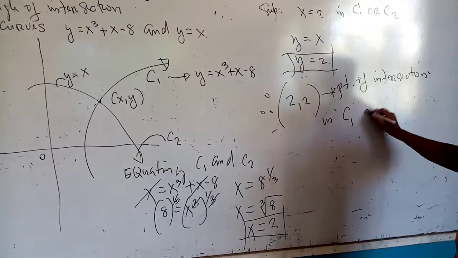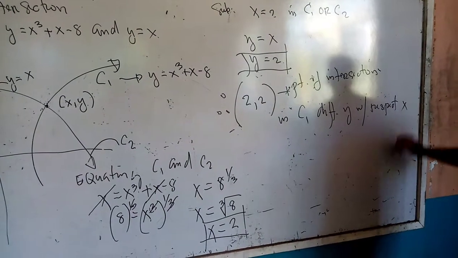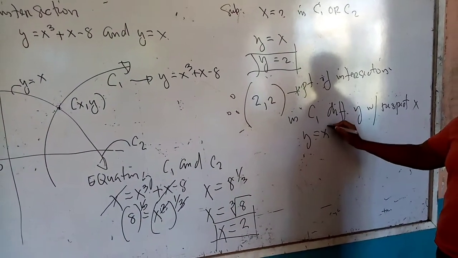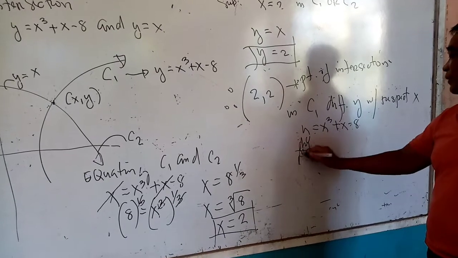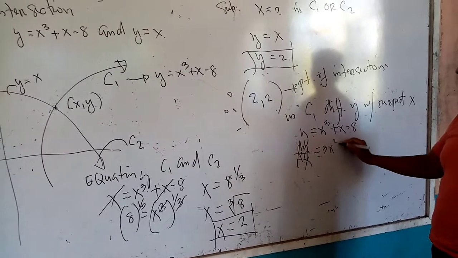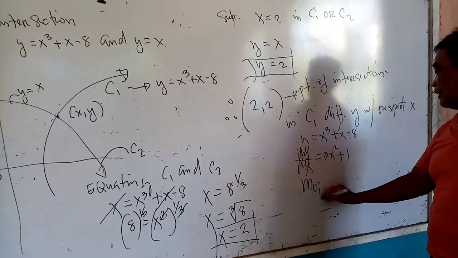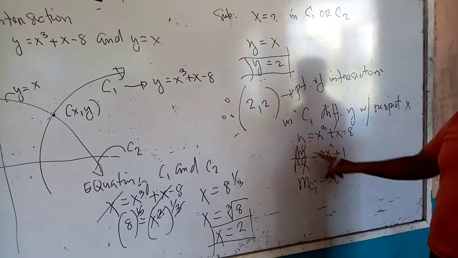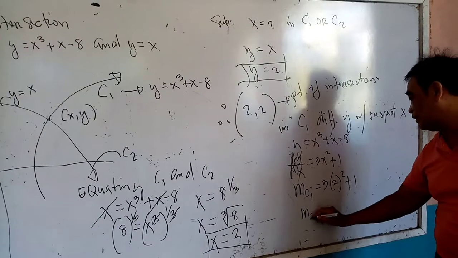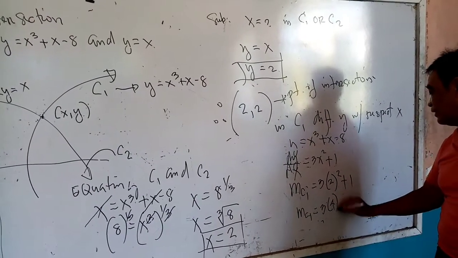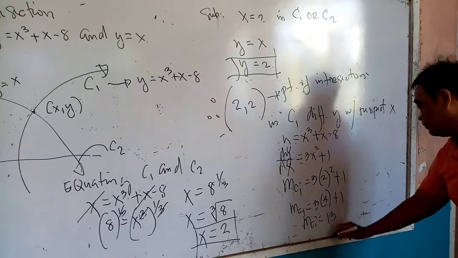Now, after getting the point of intersection, you have to consider your curve 1. In curve 1, differentiate y with respect to x. In your curve 1, y will be equal to x to the third plus x minus a. Okay, so derivative, we will go to calculus. The derivative of y with respect to x will be 3x squared, then the derivative of x is 1, and the derivative of the constant is 0. The slope of curve 1 will be 3 times the value of x at your intersection, that is 2, squared, plus 1. So the slope of curve number 1 is 3 multiplied by 4, which gives us 12, plus 1 will be positive 13.